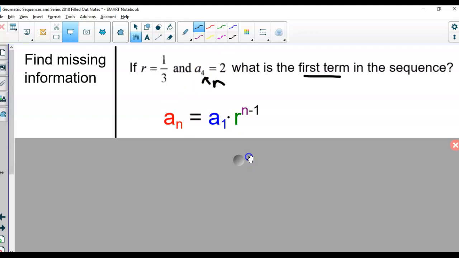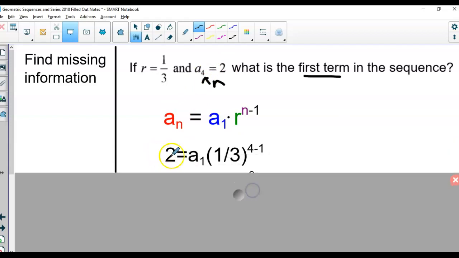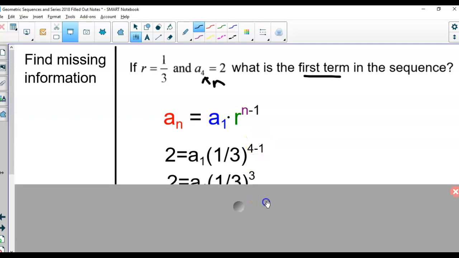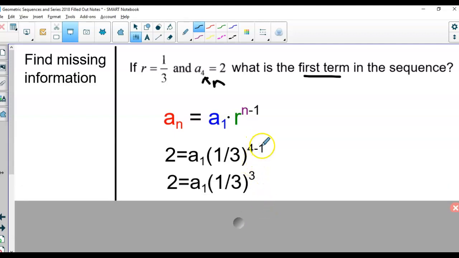So let's fill in now what we have. We have 2 is equal to a sub 1 times 1/3 to the 4 minus 1 power. Now we simplify the exponent there. So 2 is equal to a sub 1 times 1/3 to the third power.